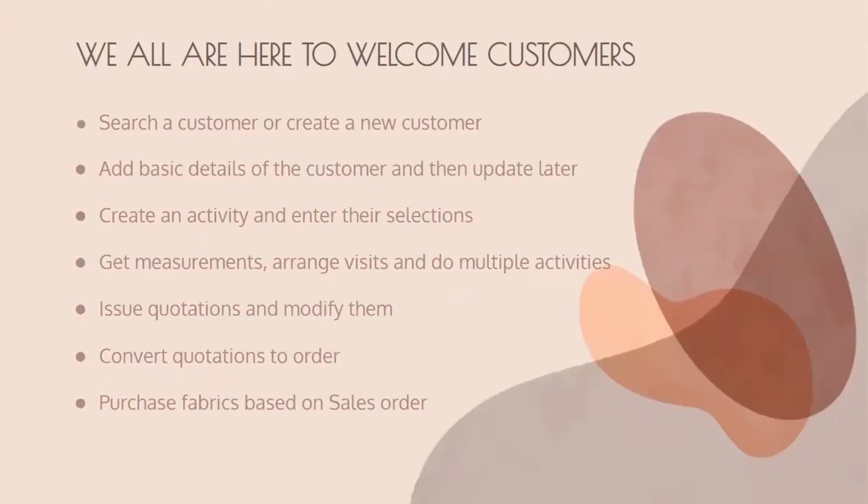So the basic steps with inclusive retail is to search a customer if he's already existing in your database or to create a new customer. Add some basic details of the customer and create a new customer, and then you can update them later. Post which we would look at how we create an activity and enter the selections of the customer, that is the fabrics or the items the customer has shortlisted.